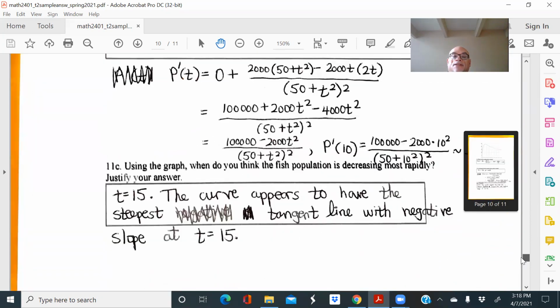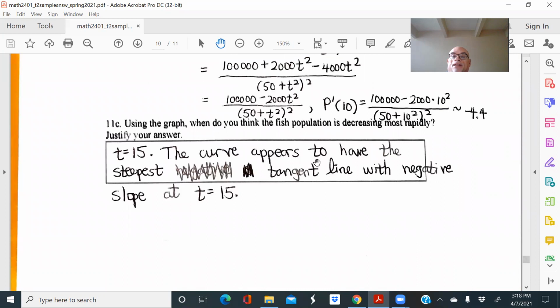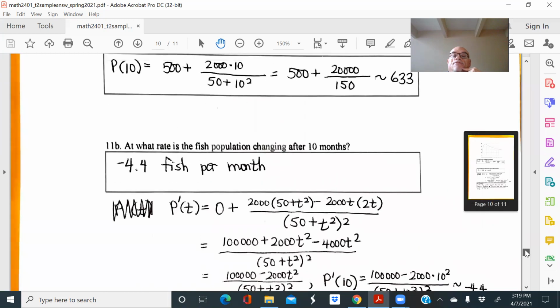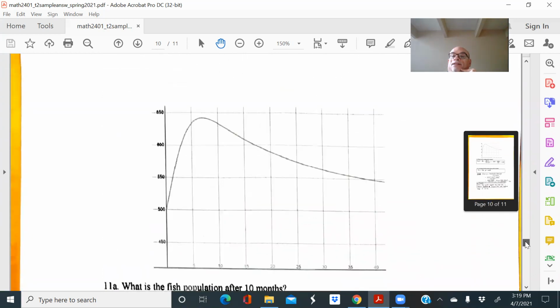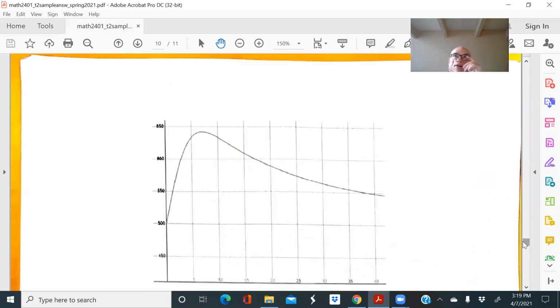The last question is kind of a conceptual question. We're going to talk a little bit later about how to answer this question exactly. But here it's just an intuitive question. It says, using the graph, when do you think the fish population is decreasing most rapidly? Okay, my guess was at t equals 15. You may have come up with slightly different answers. The reason I gave that guess is that that's where the curve appears to have the steepest negative tangent line, right? Decreasing would have to have the tangent line with the steepest negative slope.